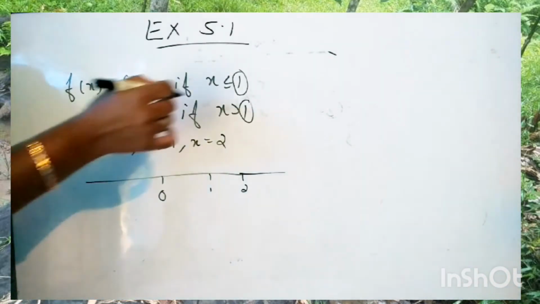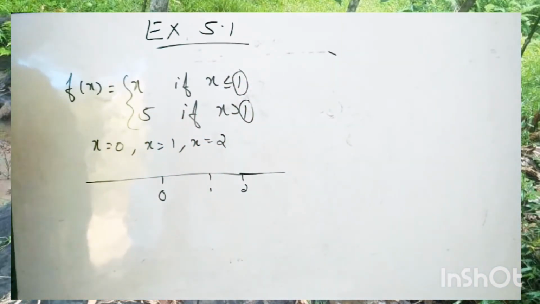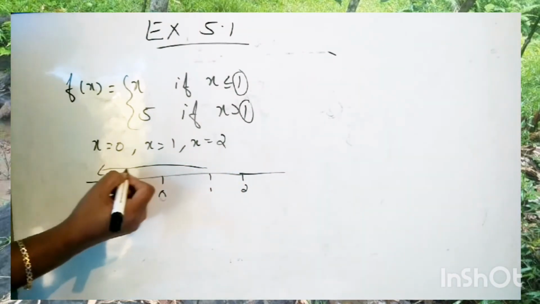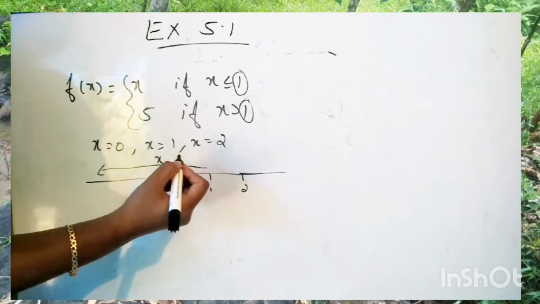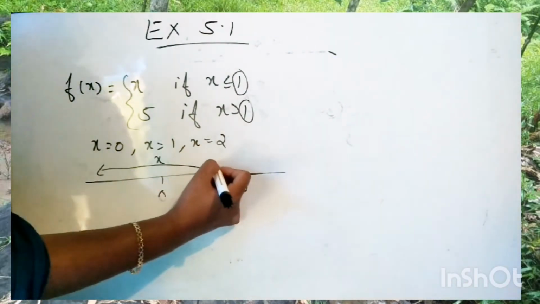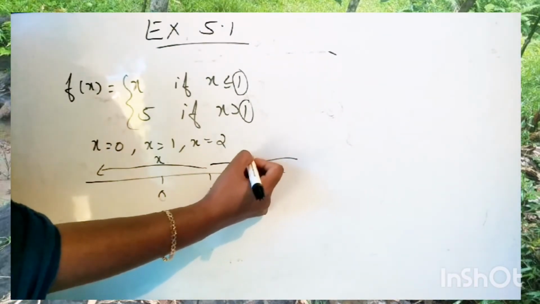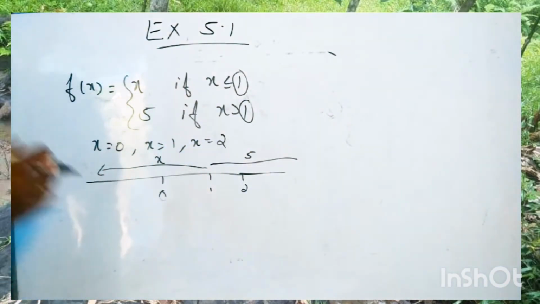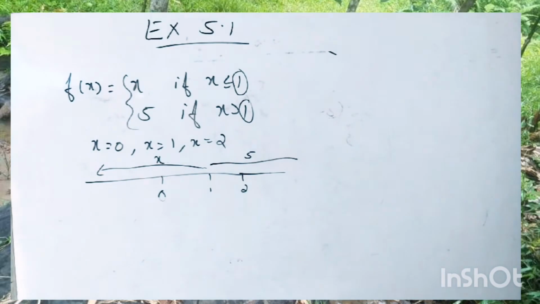0, 1, 2. Here x less than or equal to 1. To this side we have the function value that is x. And x greater than 1 we have the function value that is 5. So to the left of 1 we have the function value that is x. To the right of 1 we have the function value that is 5.